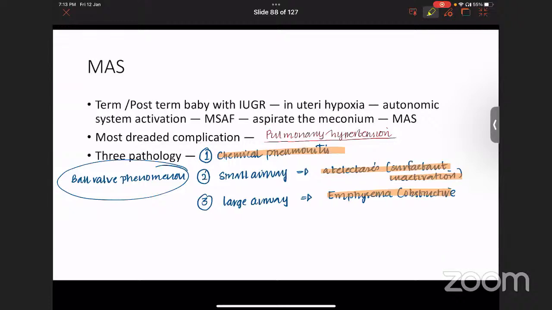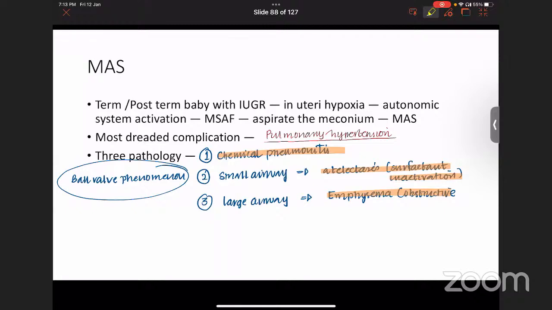So for MAS, any term or post-term baby with IUGR who suffers from in utero hypoxia will have some kind of autonomic, systemic activation leading to MSAF, that is meconium stained amniotic fluid. Now, this meconium stained amniotic fluid, the babies will aspirate and then they will develop MAS.